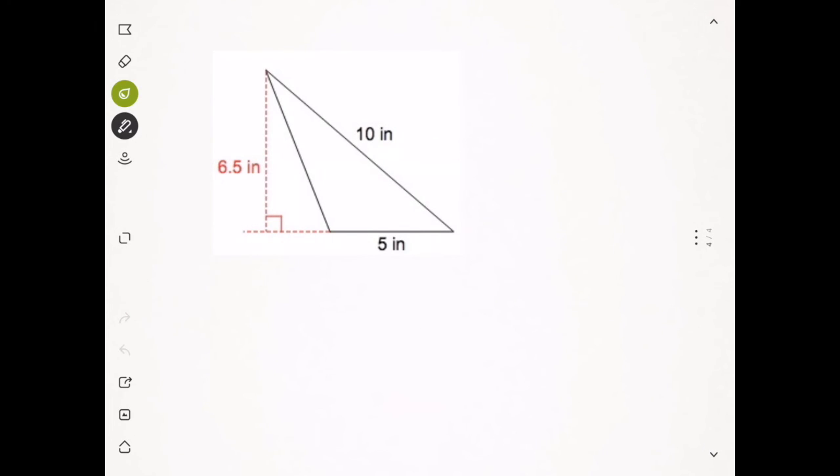Last example. Look for that right angle. It connects our base to our height. So this dotted line is not part of your base, but it's just showing how the base extends to that right angle. But the 6.5, that's our height. So this 10, we don't need to use it.